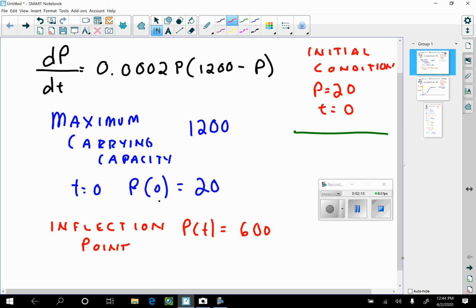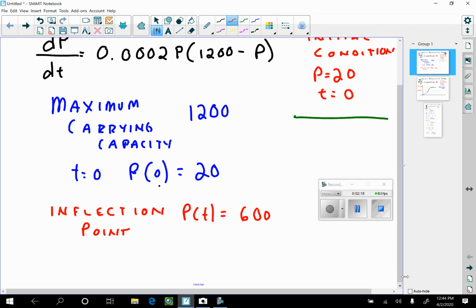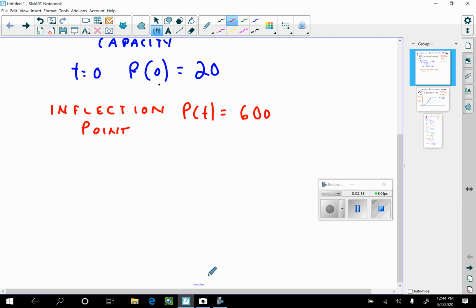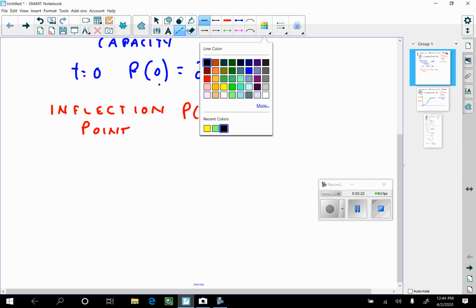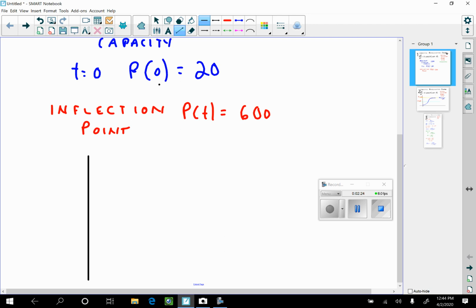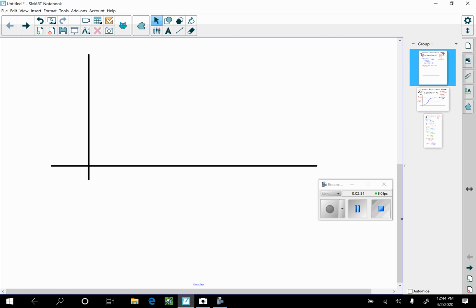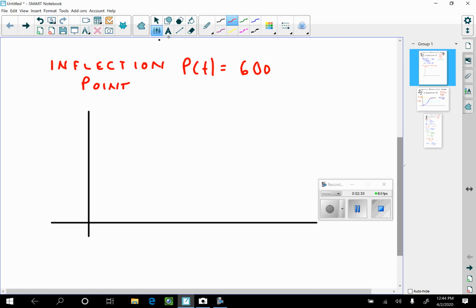So I'm going to come down here and extend this page so I can come back to it. I'm going to create a little, make sure I'm on a black line. I am. Okay. And I need to realize that these values here are going to be my time, and this is going to be my population right here. This is the population growth.